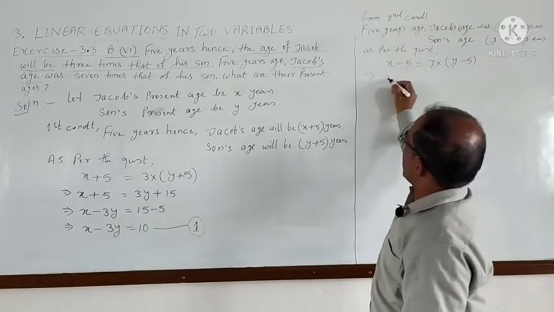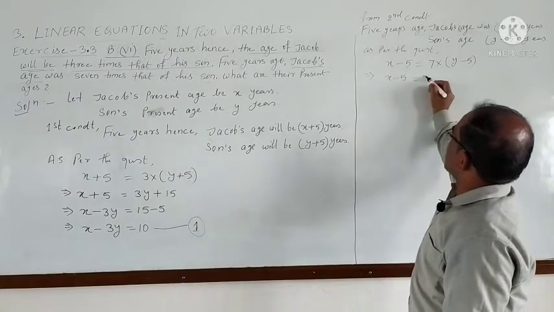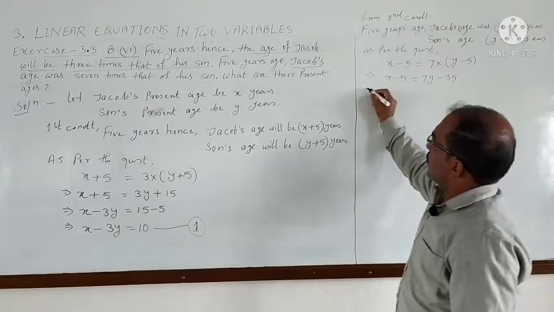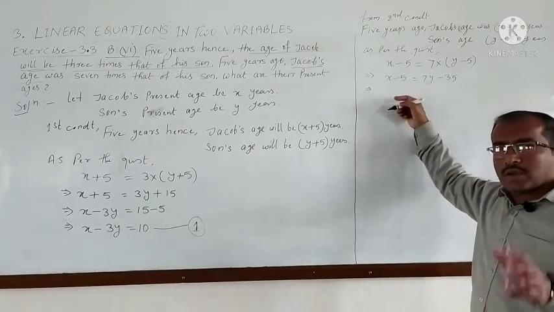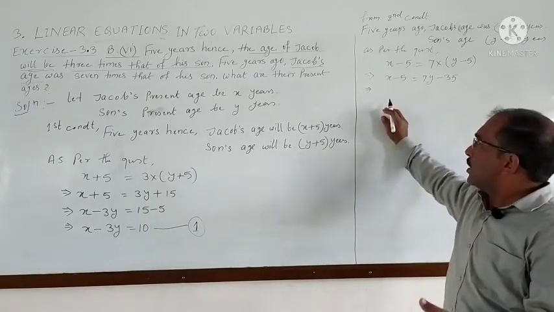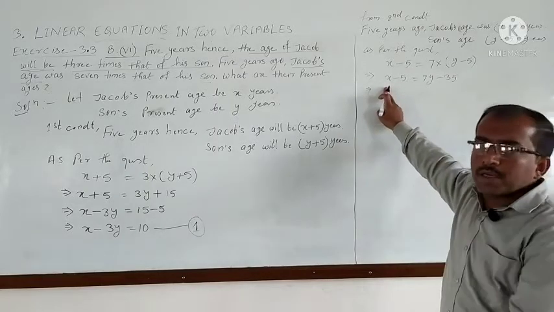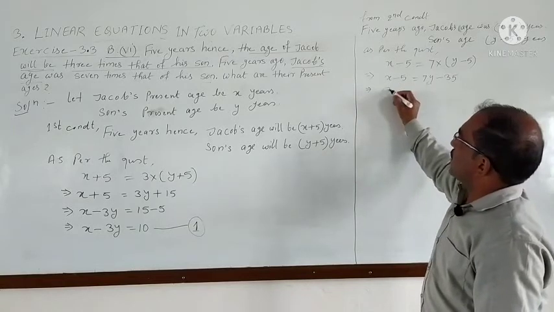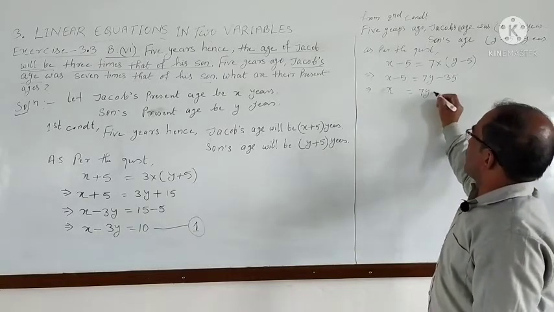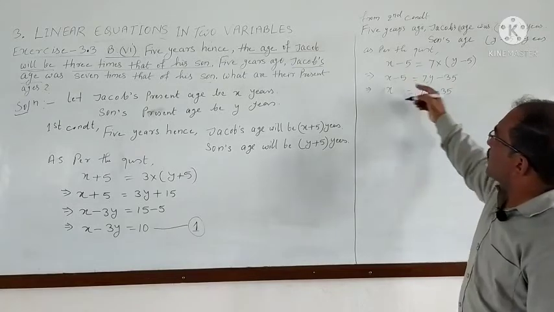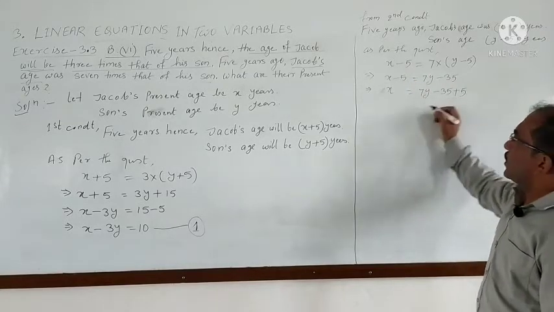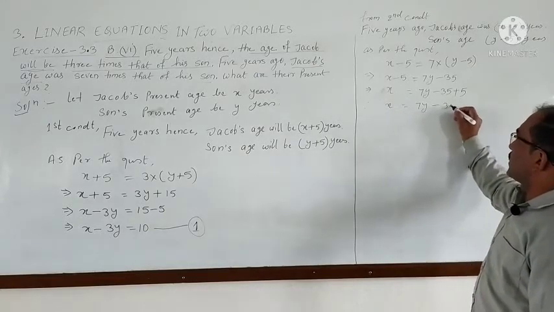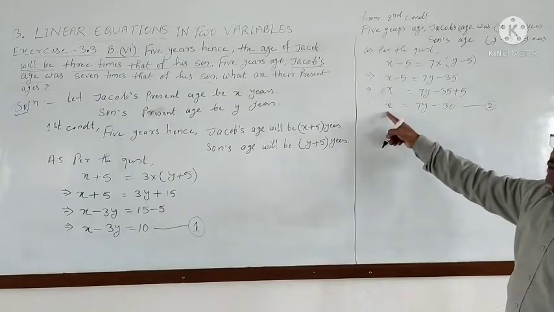We will simplify. X minus 5 is equal to 7y minus 7 5s are 35. Here we will not bring y because we are solving the equation by the substitution method. We need a substitute for x, so only x is equal to: we send the 5 to the RHS, 7y minus 35, minus 5 will come here, become plus. Finally we get x is equal to 7y minus 30, equation 2, and this is the substitute itself.